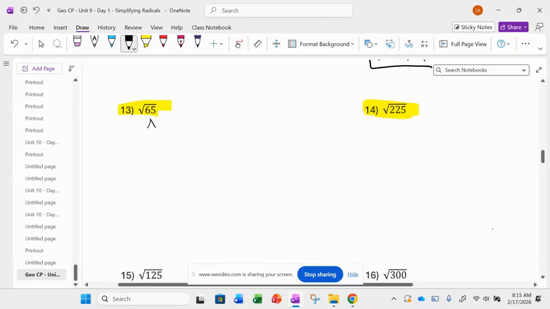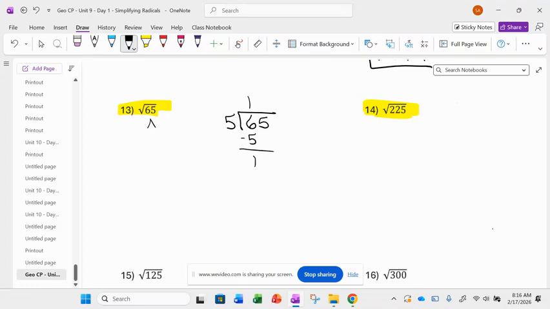All right, 65, since it ends in a 5, that means it's divisible by 5. So I don't know this off the top of my head, so I'm going to go do my long division. 5 goes into 6 one time. 1 times 5 is 5. Subtract, bring down the 5. 5 goes into 15 3 times. So this gives me 5 times 13.